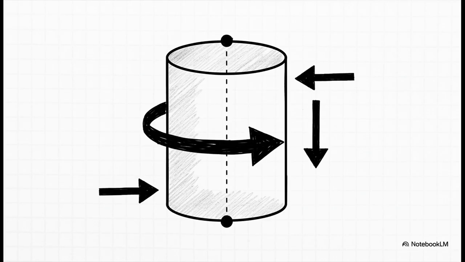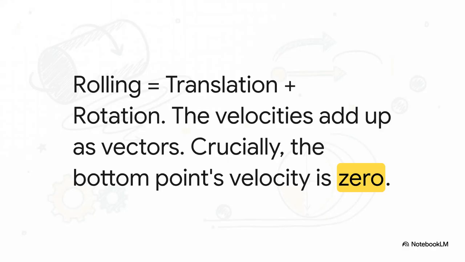Now for the second piece of the puzzle. Imagine the cylinder is just spinning in place, maybe on a fixed axle, so its center isn't going anywhere. Every point on the edge now has a tangential speed, which also happens to be v. But, and this is key, look at the directions. The top point is moving forward, but the bottom point is moving backward, and our point B on the side, it's moving straight down.